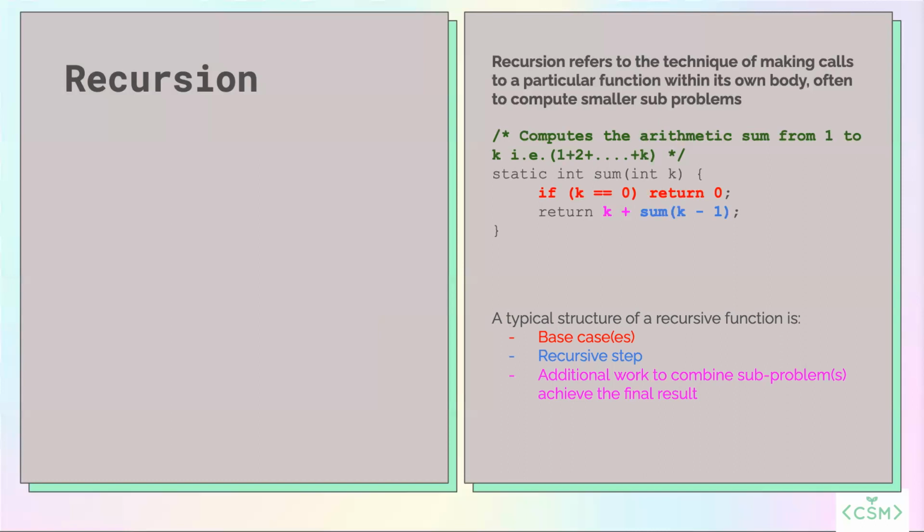And then the next is the recursive step, which is the call within its own body, often to a smaller input. In this case, we are making a recursive call to sum of k minus 1. And then the last step is the additional work we need to combine the smaller subproblems to achieve our final result. So in this problem, it's just taking the result of the recursive call and adding k to it. That links up all of the calls together, and that is what gives us our final result.